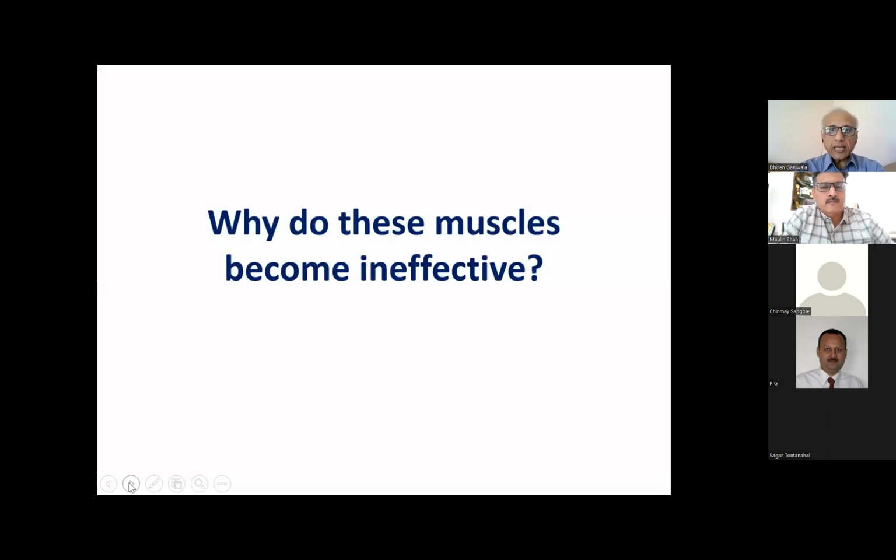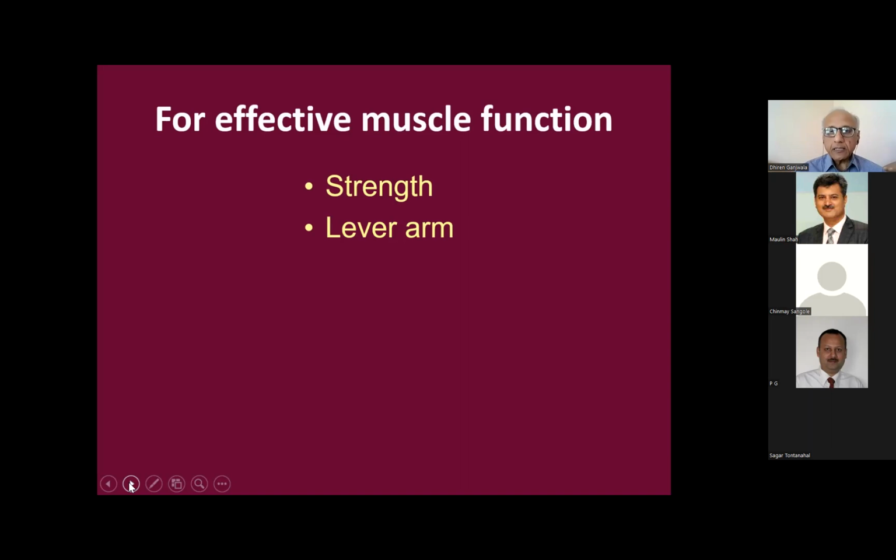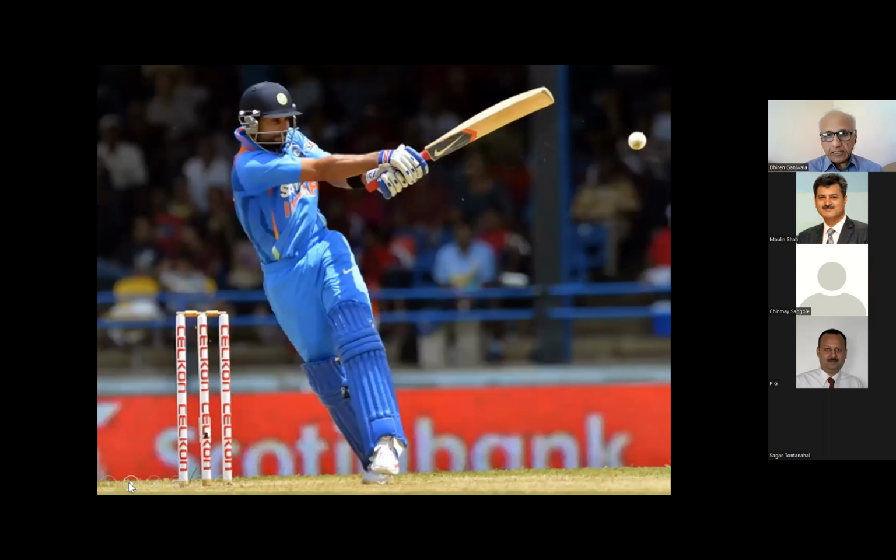So the question is, why do these muscles become ineffective? When we talk of muscle effectiveness, we need to remember that there are two important components. The first is the strength of the muscle, and the second is the lever arm problem. Strength is a very old concept, so we all know it. The lever arm is a newer concept. To give an example, if this batsman wants to hit a boundary, he needs good forearm muscles and wrist muscles so that he can swing the bat. So we are all clear that they need good muscles.